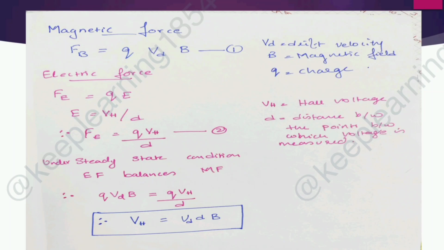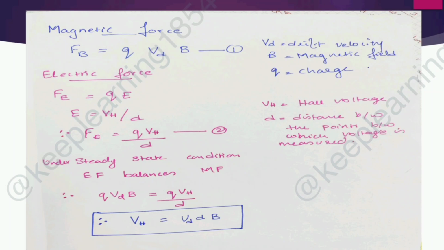Electric field can also be represented in terms of voltage as E equal to VH by D, where VH is the Hall voltage measured and D is the distance between the 2 points between which we are measuring the voltage. So Fe can be rewritten as Q into VH by D. That is equation number 2. Now since in steady state condition the electric force is balancing the magnetic force, we can equate the two. So Q into Vd into B equals Q into VH by D. From that we get the expression for Hall voltage as VH equal to Vd into D into B.